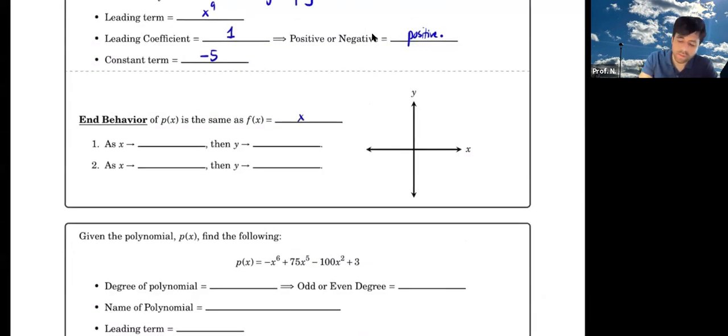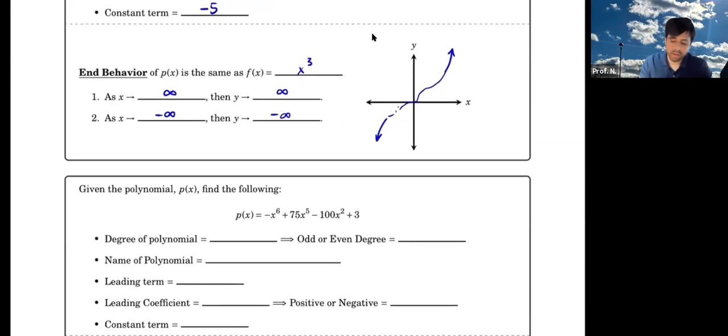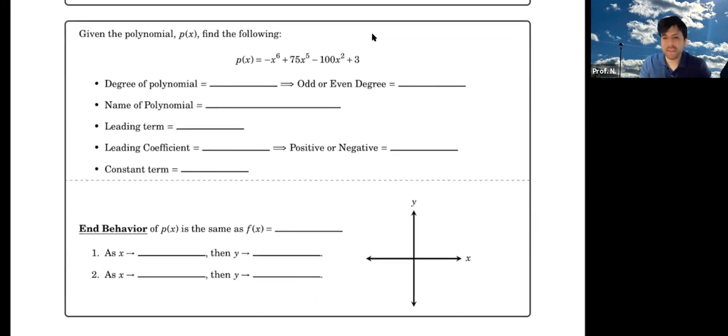Right, it's x cubed. Which means that as x goes to infinity, y goes to infinity, but as x goes to negative infinity, y goes to negative infinity. Good. And then we can graph this something like this. It's just to give us an idea of the end behavior. Clear? So now the next one, same thing.